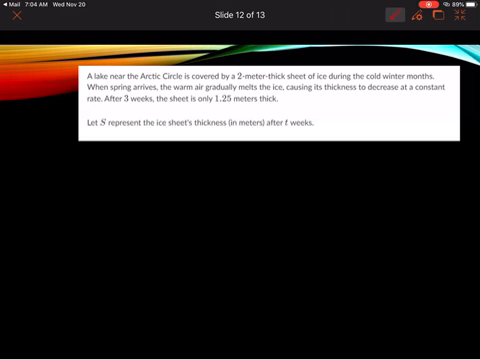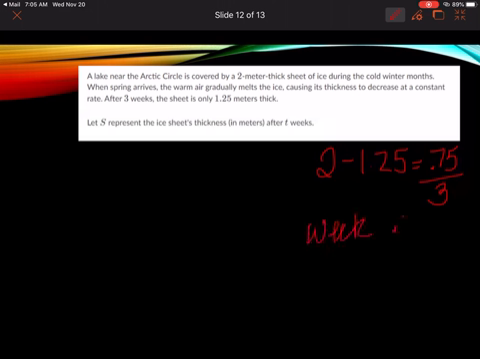So first things first, this is a little bit more difficult. We start with 2, right? And how much do we go down by? So it says for 3 weeks. I need to know per week. So I'm going to take 2 and subtract the 1.25. And that equals 0.75. And then I'm going to divide by 3 to see per week. So every week it melts 0.25. So that's my rate of change.